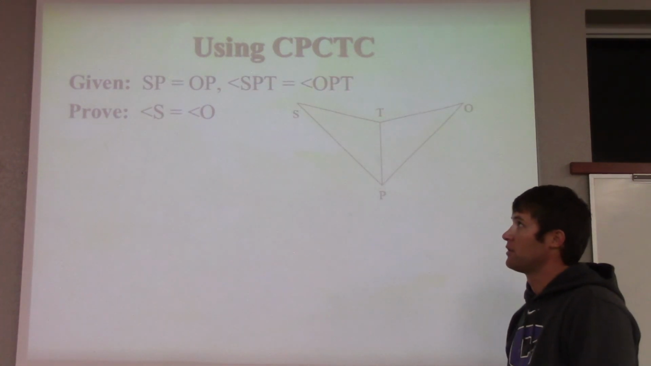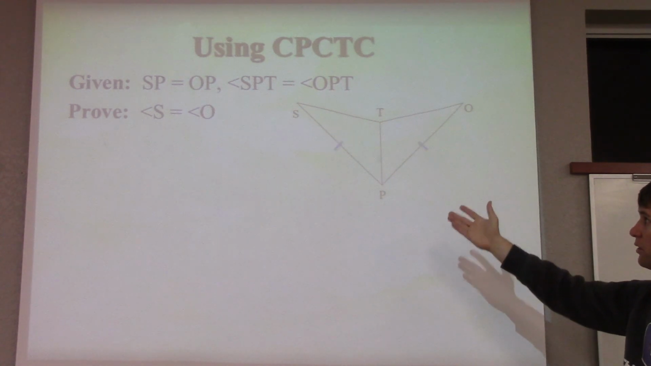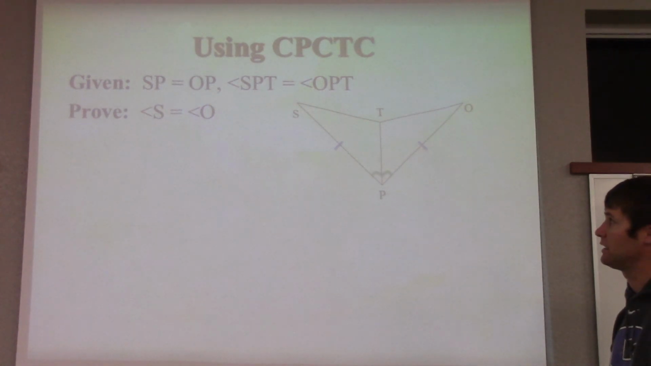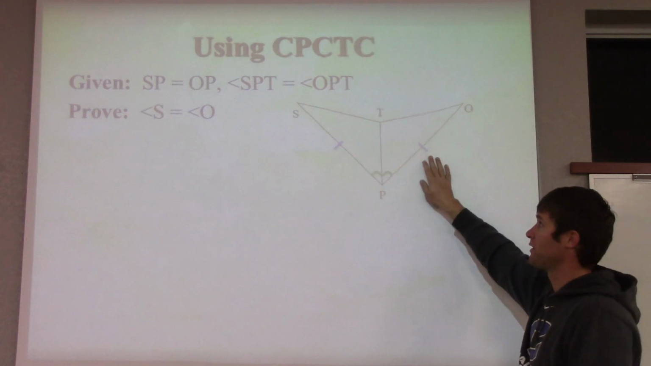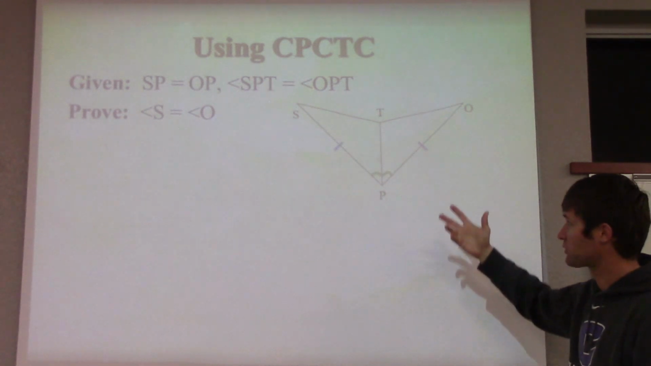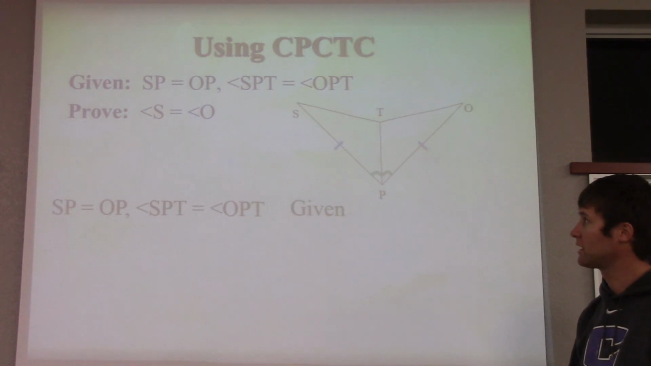Next one. Again, start out. SP is equal to OP, right there. Angle SPT is equal to angle OPT. I encourage you guys, write it down. This is how I do it. I'm very visual in how I see things. So now I have it here. So that's what we know. That's what's given to us. So that's the first part we write down, given.